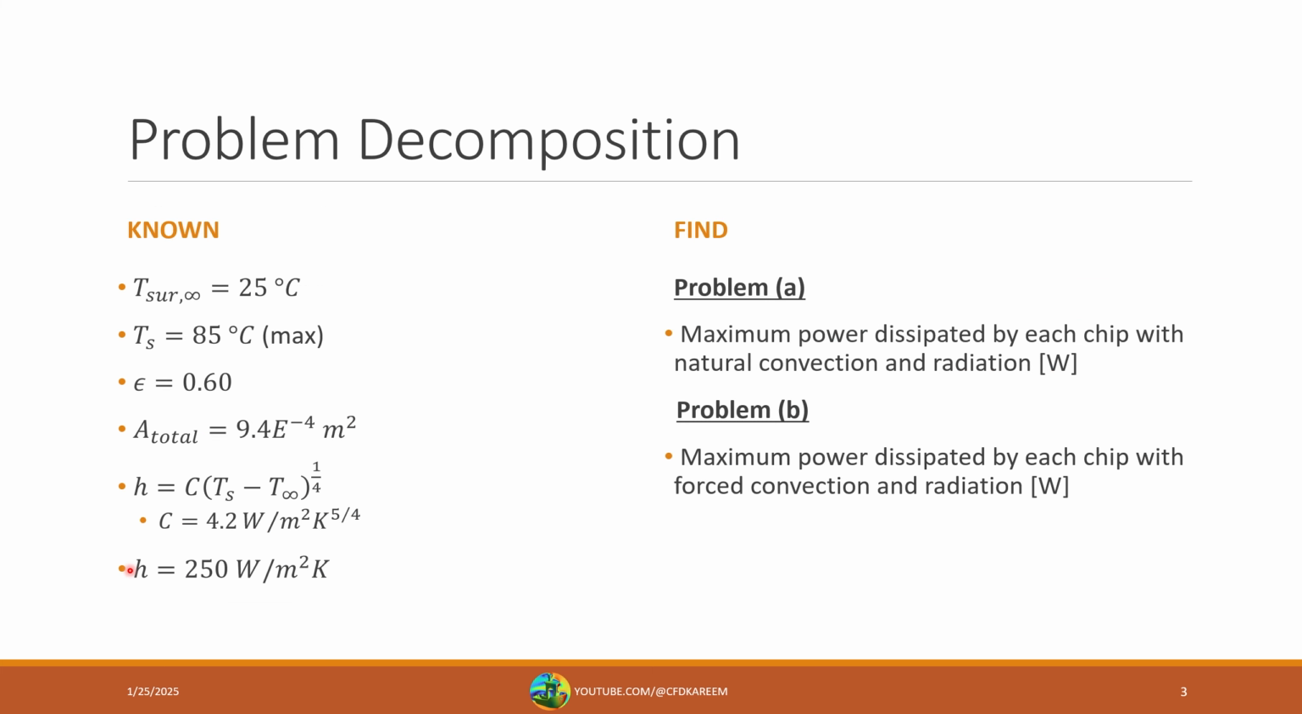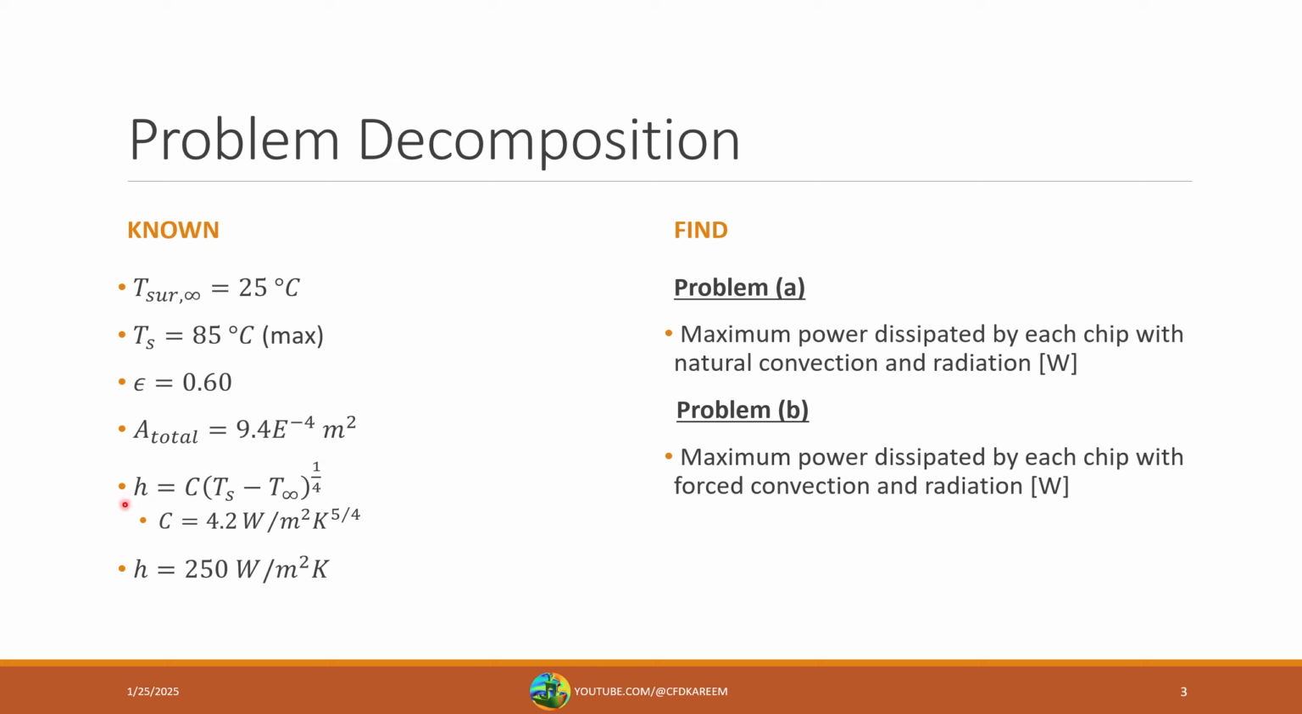We're going to start by decomposing the problem into our knowns, our unknowns that we want to find, and make some assumptions to solve the problem. So the knowns that are given to us: the temperature of the enclosure as well as the ambient temperature is 25 degrees Celsius. We also know that the chips can sustain a maximum temperature of 85 degrees Celsius and have an emissivity of 0.6. By calculating the total area of the top of the chip, we know that we have an area of about 9.4 e to the negative 4 meters squared.